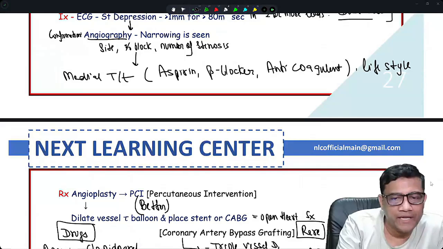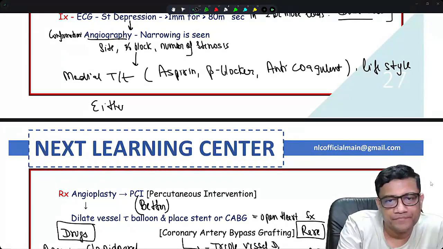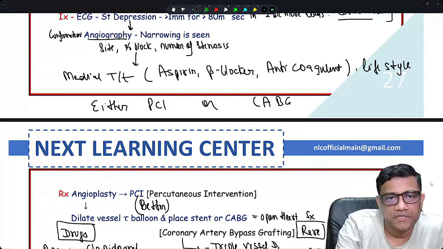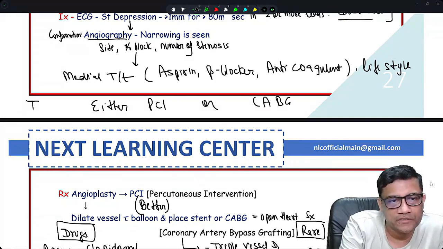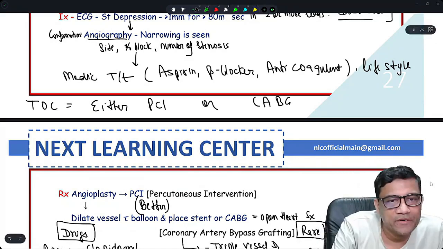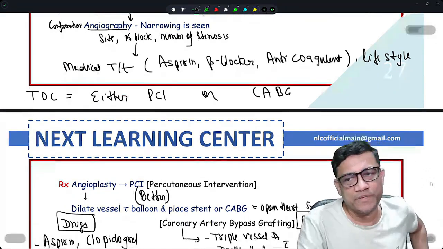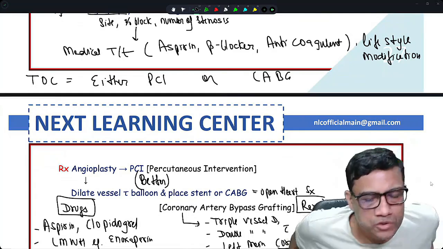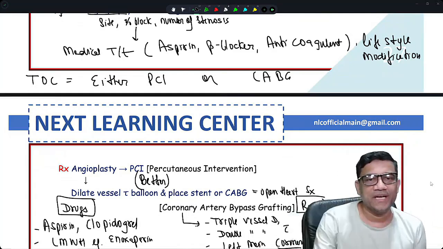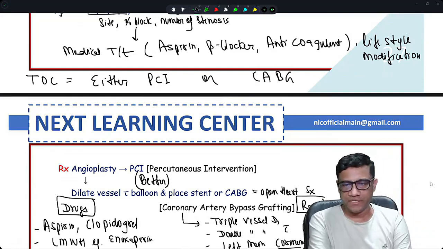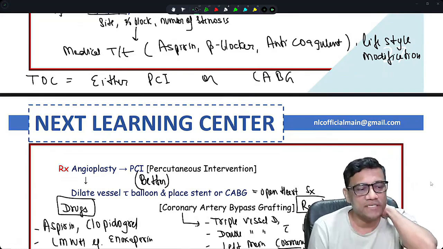And either PCI or CABG, and the treatment of choice. So first we do medical treatment. In medical treatment we give aspirin plus lifestyle modification, all this, healthy living. So the treatment of choice is basically either PCI or CABG.